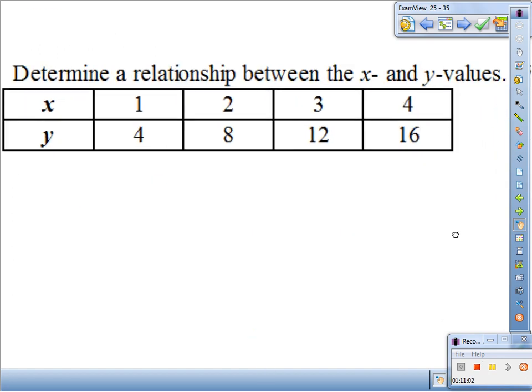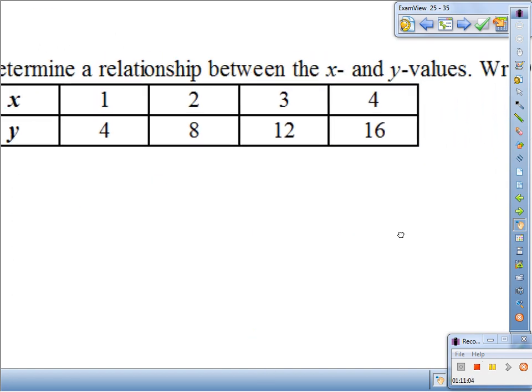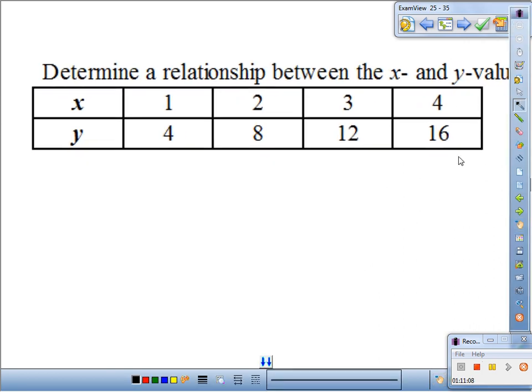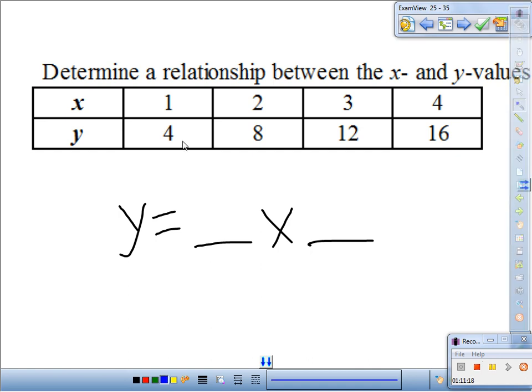It says, determine a relationship between x and y values, write an equation. So it says write an equation, is that correct? For this one I said y equals blank, x blank. Here we go. Let's start with the x value going to the y. It was 1, it became 4. It was 2, it became 8. It was 3, it became 12. It was 4, it became 16.